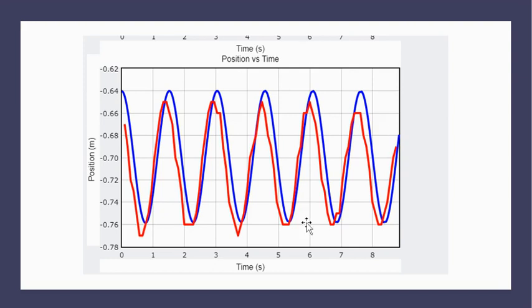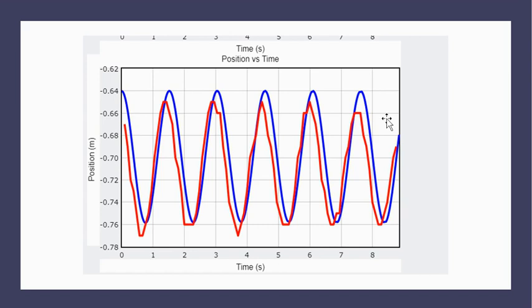This is just the position versus time graph. And as you can see, it's not the exact same. So this is just the model versus the actual data, where the blue is the simulation and the red is the actual data that was taken from Tracker. And as you can see, there are some discrepancies, and I just think that's due to human error.